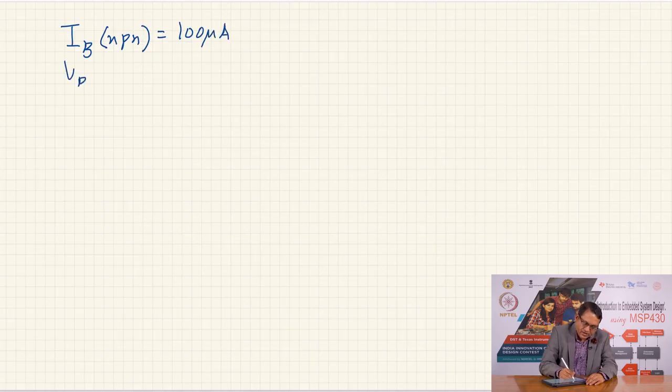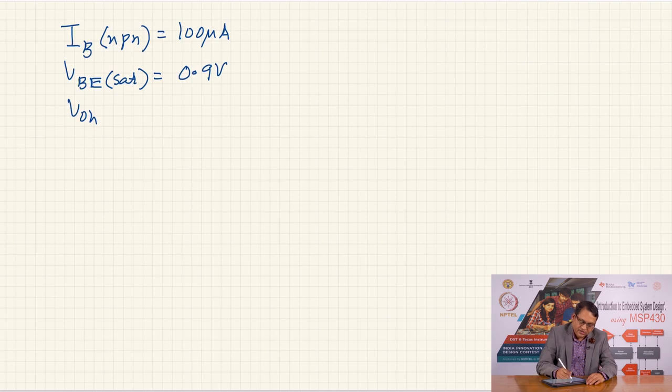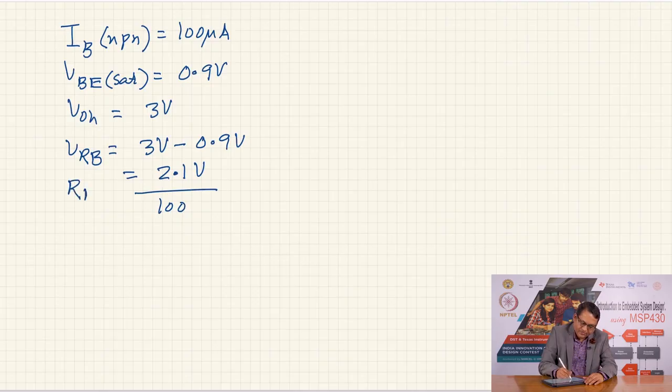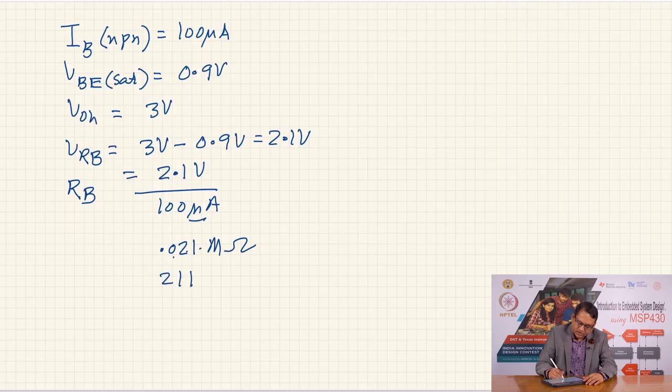The VBE SAT for the NPN transistor is again 0.9 volts. The VOH, now I have to consider VOH for this, becomes 3 volts as we assumed earlier for a supply voltage of 3.6, and therefore, VRB, the voltage across the base resistor of the NPN transistor, is equal to 3 volts minus 0.9 volt, which is equal to 2.1 volt divided by 100 microampere. So, this is the value of RB, 0.021, the micro goes up, becomes mega ohm. So, 21 kilo ohm.